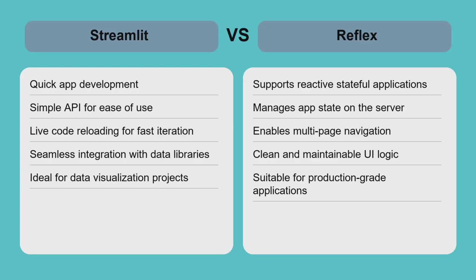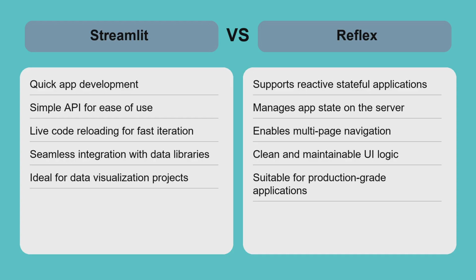When comparing Streamlit and Reflex, the choice depends on your project needs. Streamlit excels for quick, simple apps focused on data visualization and exploration with minimal setup and instant feedback. It's perfect if you want to prototype dashboards or share insights fast. On the other hand, Reflex handles complex app states and user interactions better, supporting multi-page navigation and reactive UI updates.